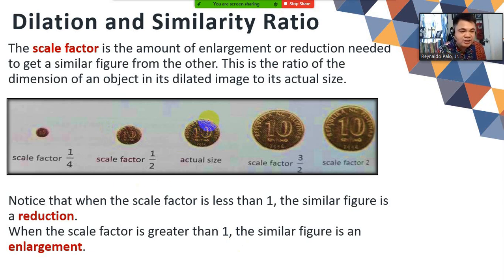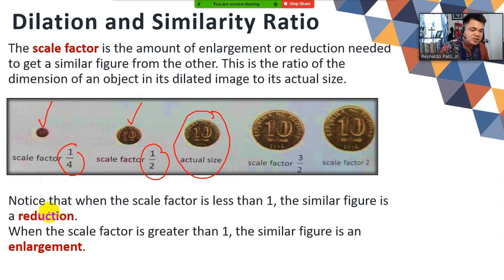Alright, so let's say this is the actual size of the 10 cents coin. If we're going to reduce the size with a scale factor of 1/2, this will be the image. If we reduce it with a scale factor of 1/4, this is now the image. Notice that when the scale factor is less than 1, take note, less than 1, the similar figure is a reduction. And when the scale factor is greater than 1, the similar figure is an enlargement.